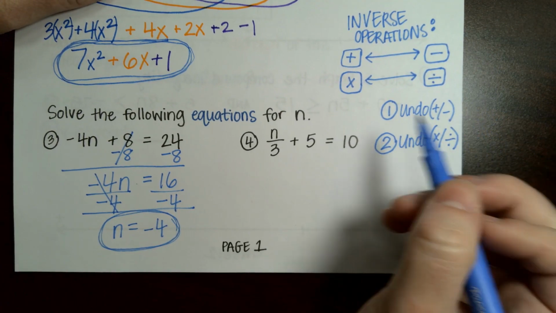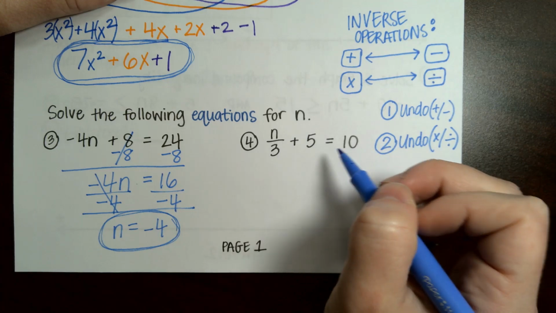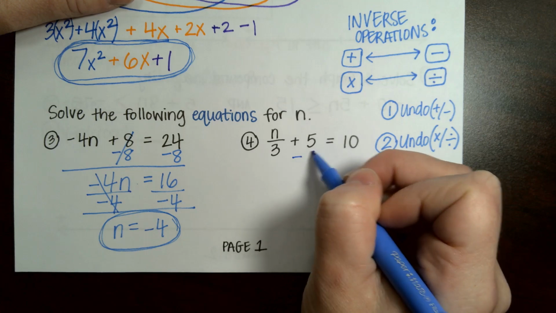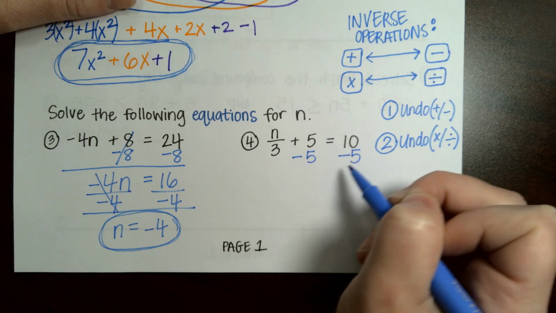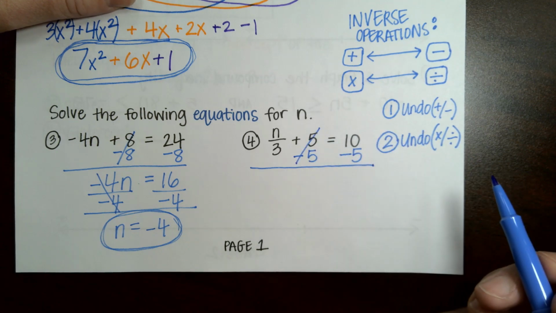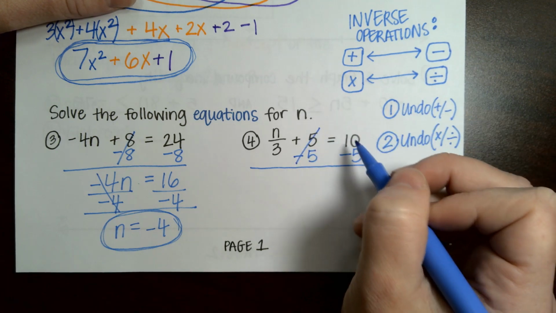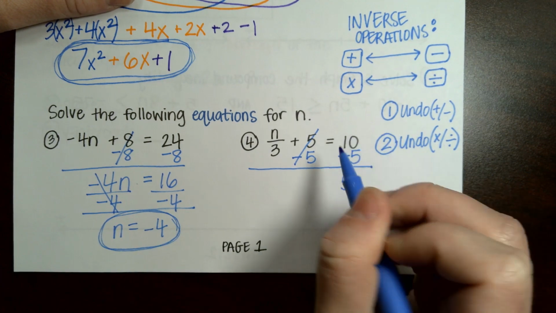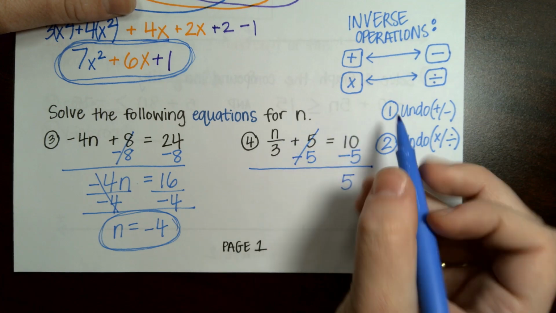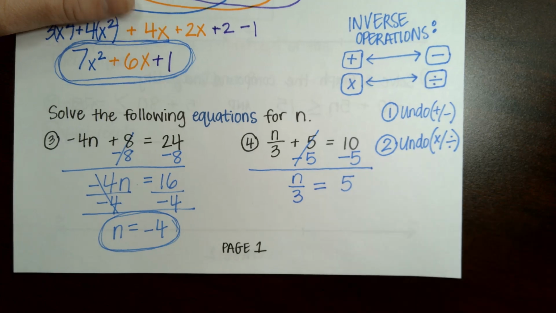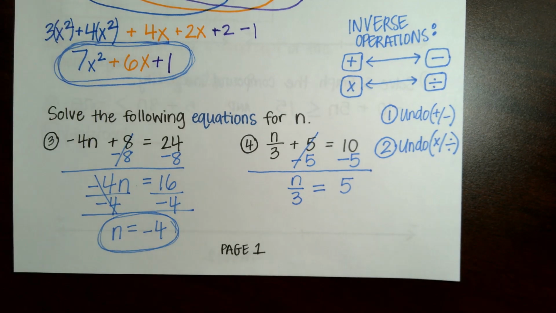So number 4, I've got n over 3 plus 5 is 10. And you are right, Dayana. We're going to go ahead and subtract 5 first to get rid of it from both sides. My 5s are going to cancel. 10 minus 5 leaves us with 5. Bring down everything else. So I still have n over 3 equals 5. I want to let everybody get to that point, and then we'll do the last step together.